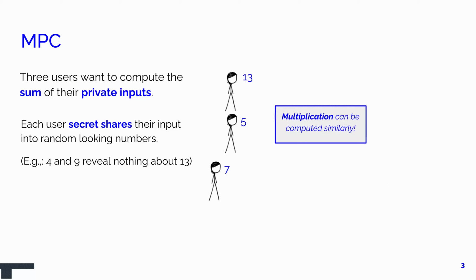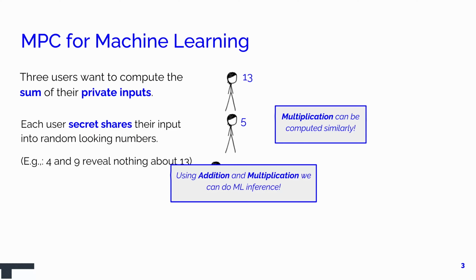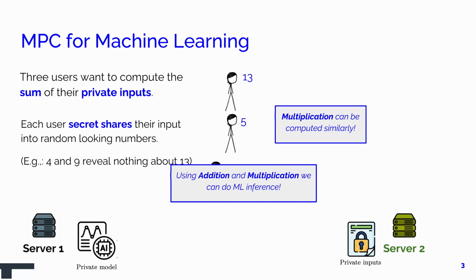I want you to take my word for it that we can similarly do multiplication. It's a little bit more complicated, but there are many resources out there, and I urge you to look this up if you haven't seen this before. But taking my word for it, now with the addition of multiplication, we can actually do machine learning inference, which is really interesting. To draw a motivational example, assume that we have a server on the left-hand side that owns a private model, and on the other side, we have another server that owns some private inputs.